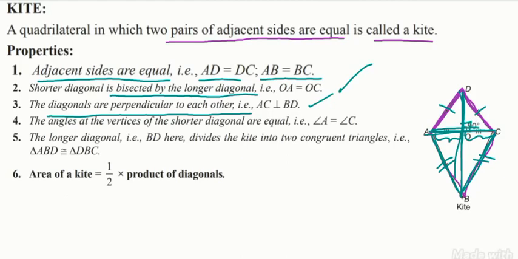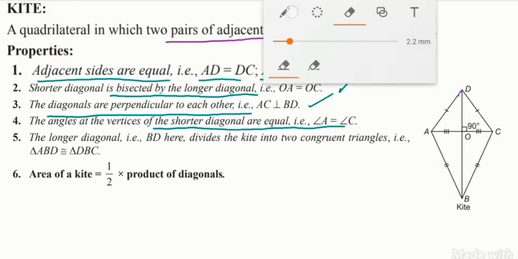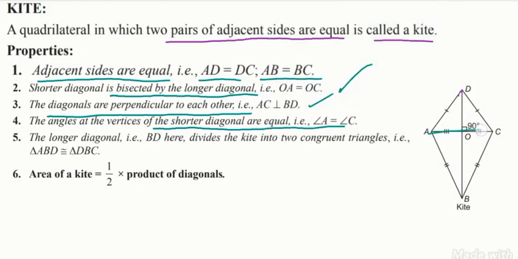The angles at the vertices of the shorter diagonal are equal. Look here, this is the shorter diagonal. The angle at the vertex, meaning A and C, both are equal. The vertex angles at the shorter diagonal are equal.